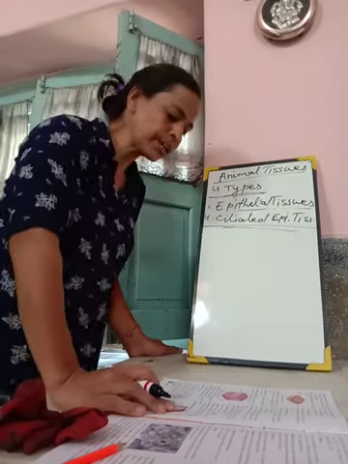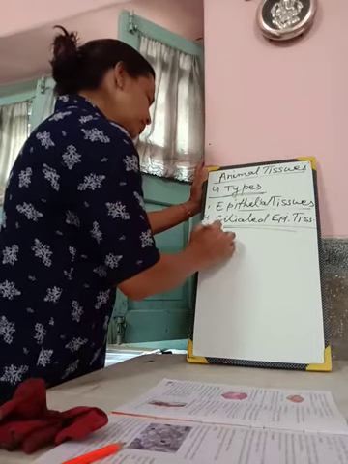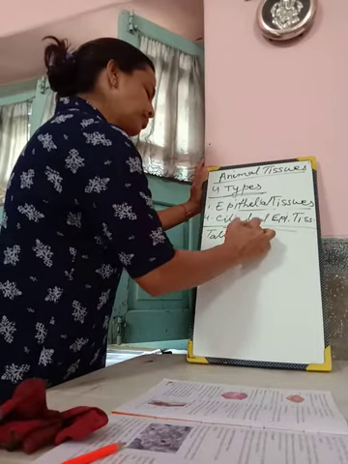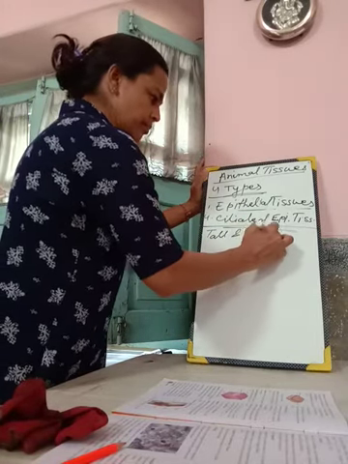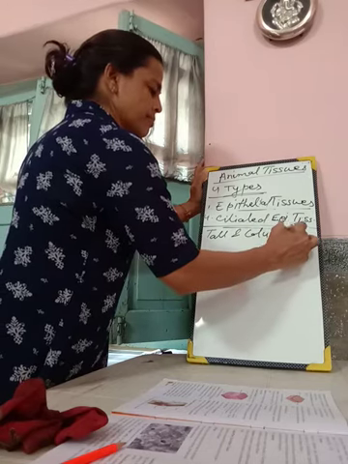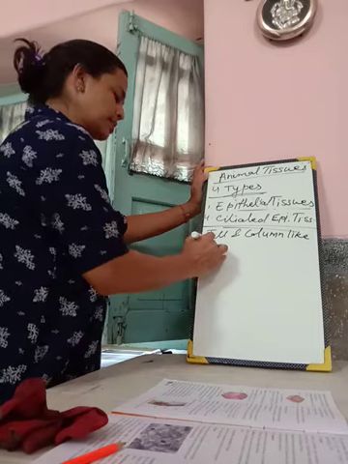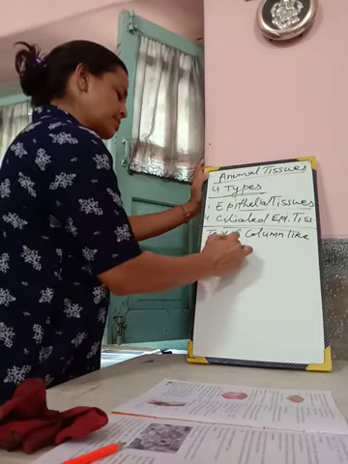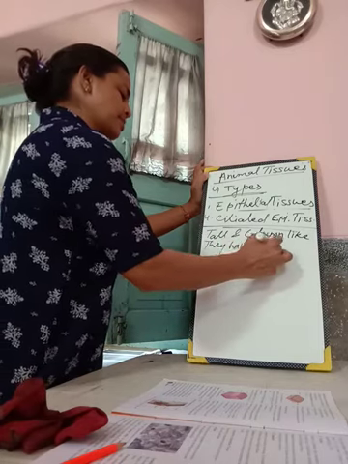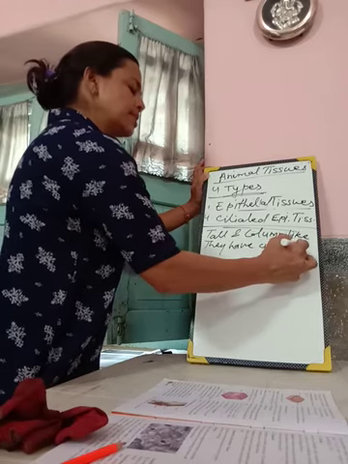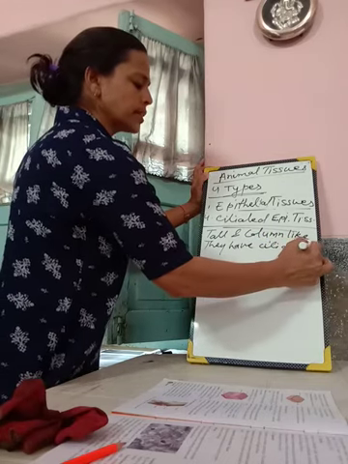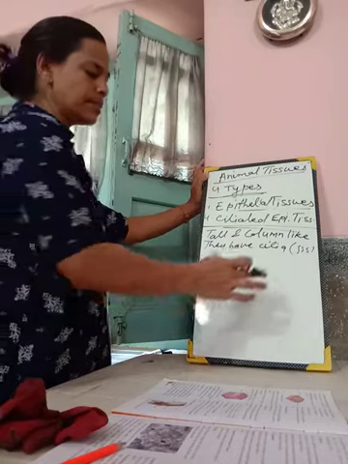Cells are tall and column-like, but they have cilia. Cilia means small thread-like structures. These are cilia.